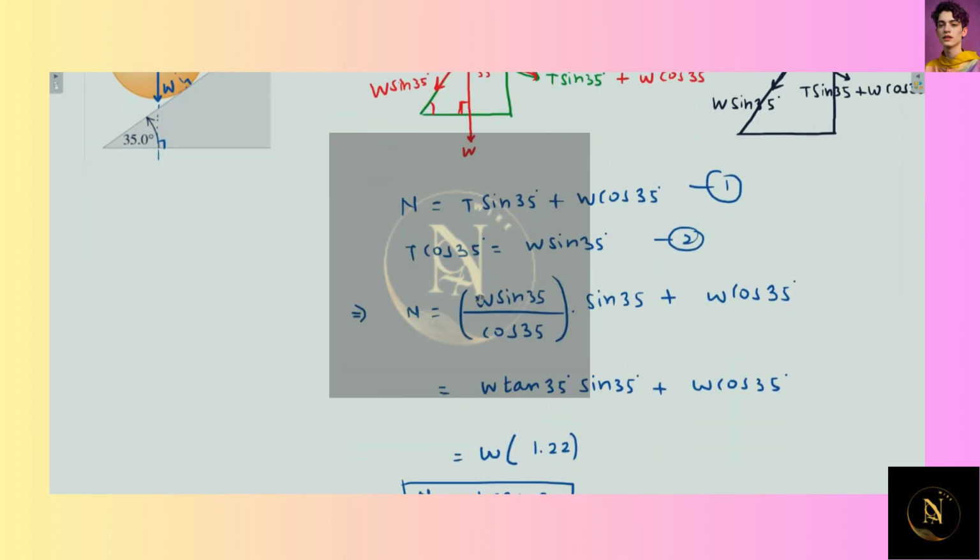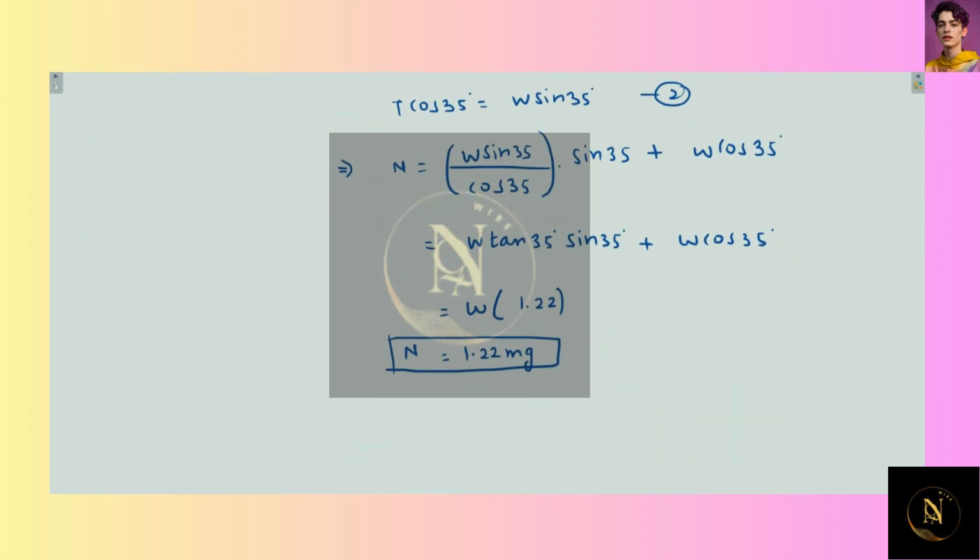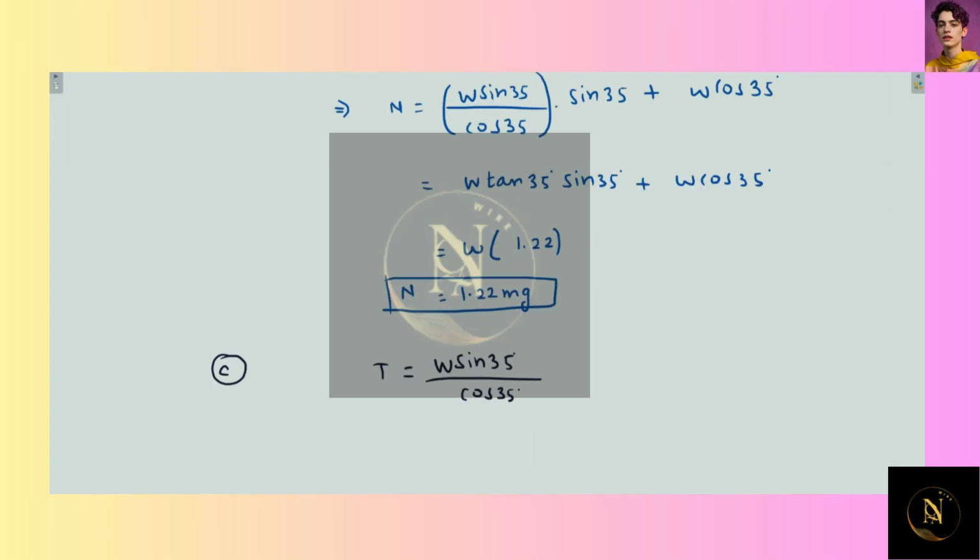And part C talks about the tension. The tension can be easily found now from equation 2. The tension is nothing but W sin 35 over cos 35. So in short, we need to find the value of tan 35. So tan 35 is 0.7. So we have the answer as 0.7, and W is replaced by mg. So this is the required value of tension in terms of m.